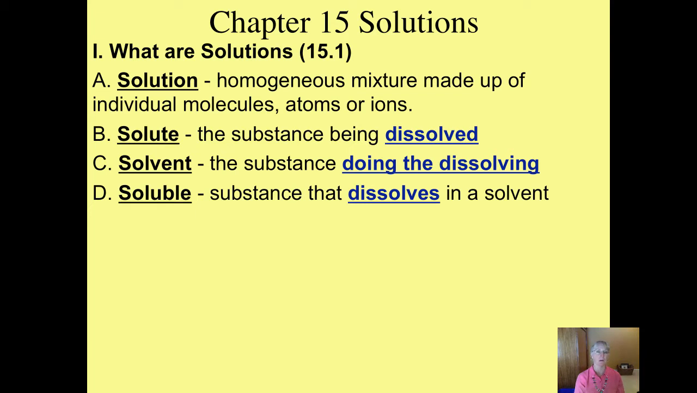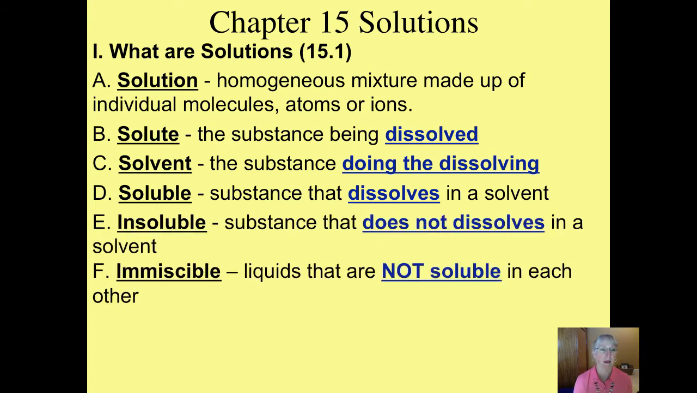It's important to remember, water doesn't always have to be the solvent. For example, if you're trying to get iodine to dissolve, it's best to use something like alcohol. Insoluble, of course, means that a substance does not dissolve in a particular solvent. So, for example, oils and fats, which are nonpolar, do not dissolve in the polar water solvent.